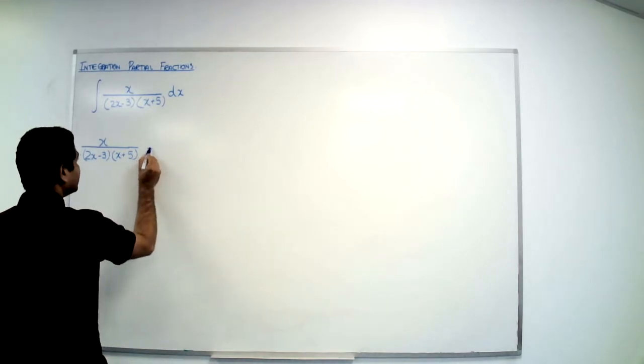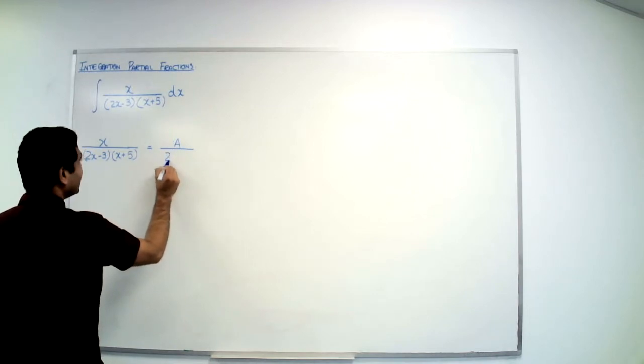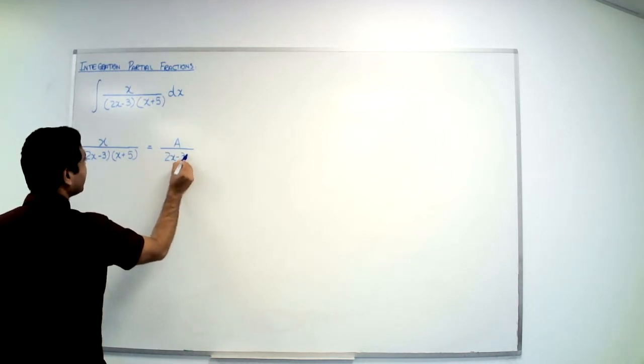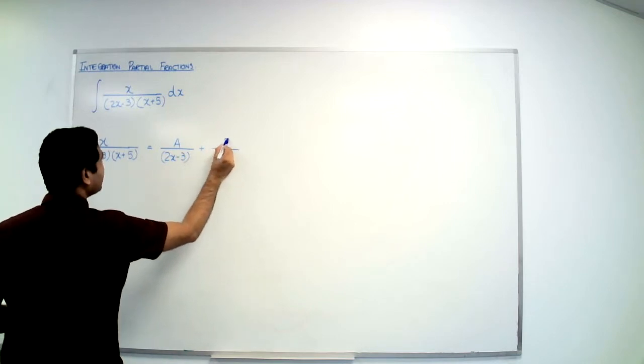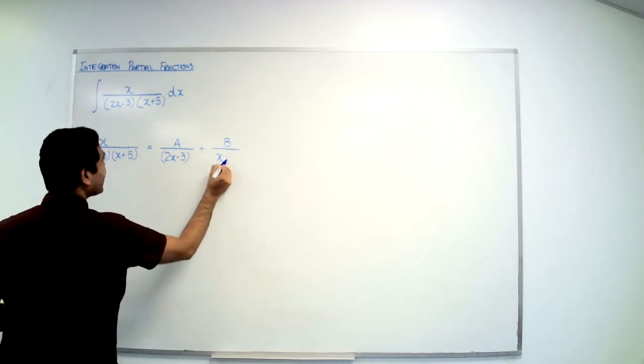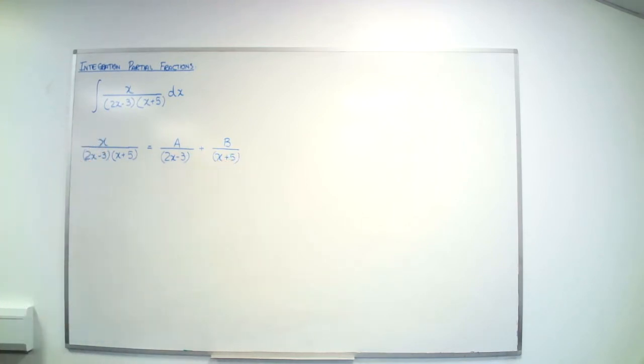To do that, you just write A. A can be any constant, over 2x minus 3 here. Plus, always a plus, B over x plus 5. You write that one. That's the first step.